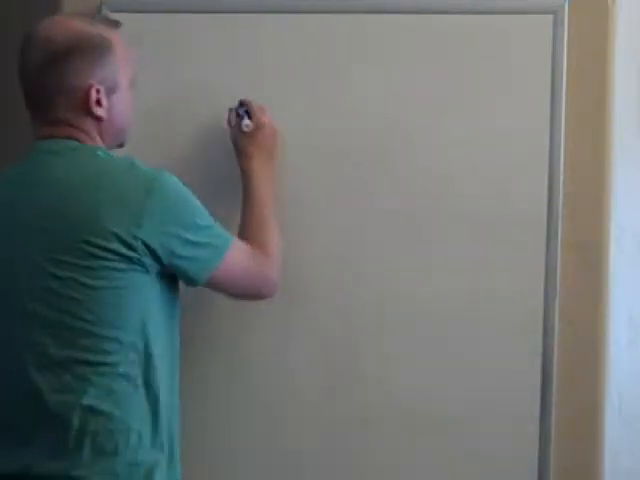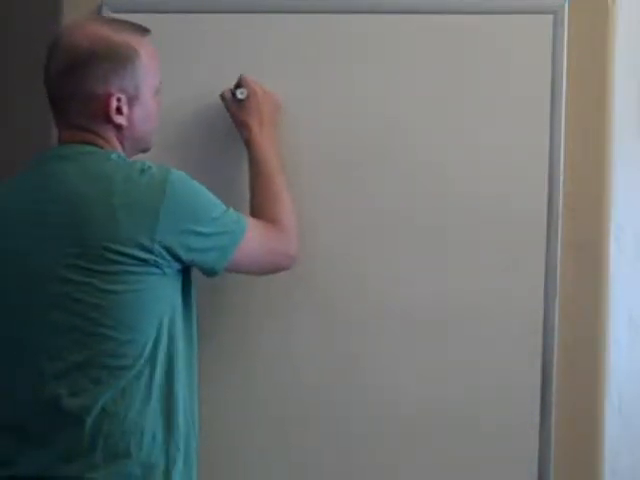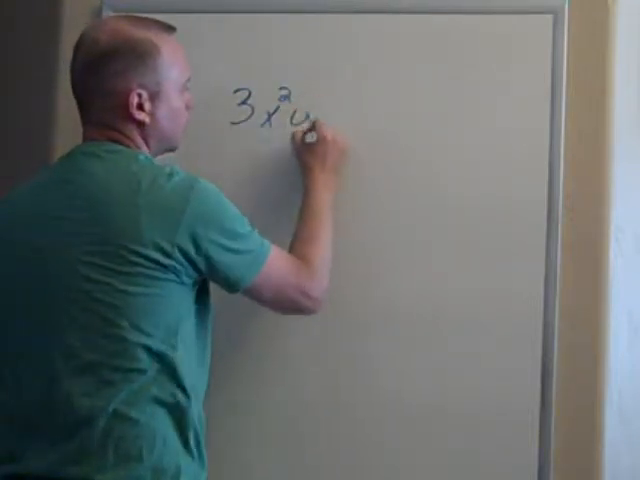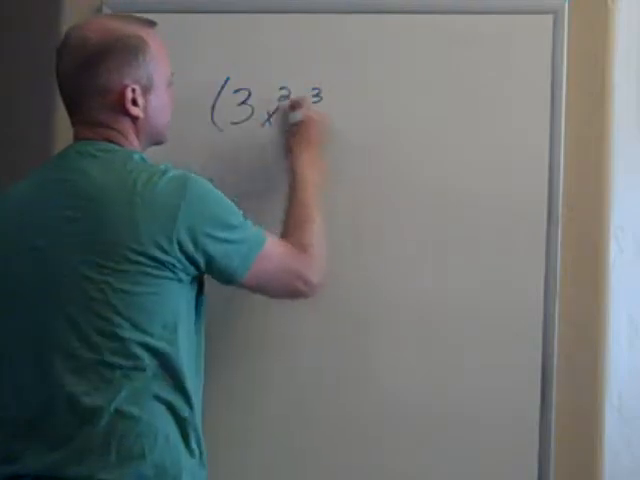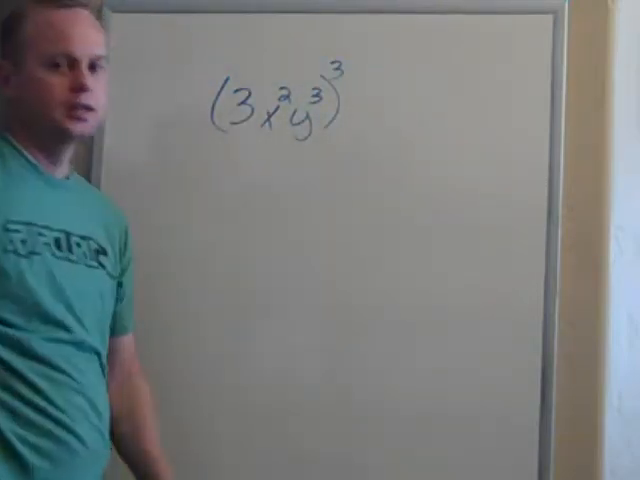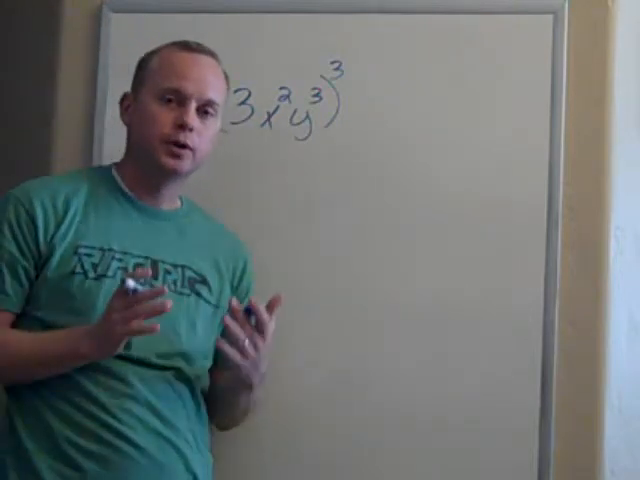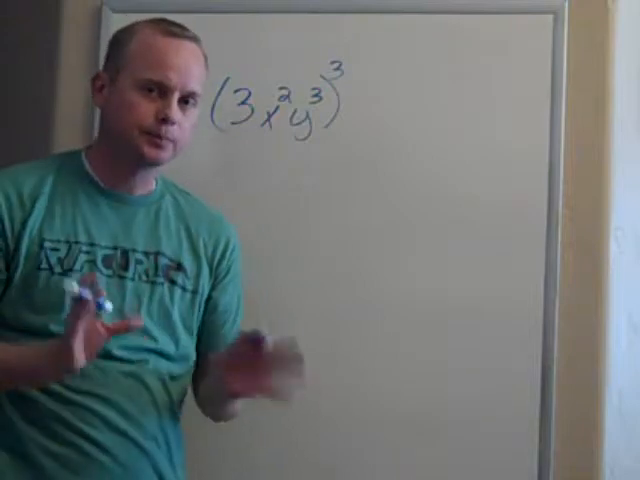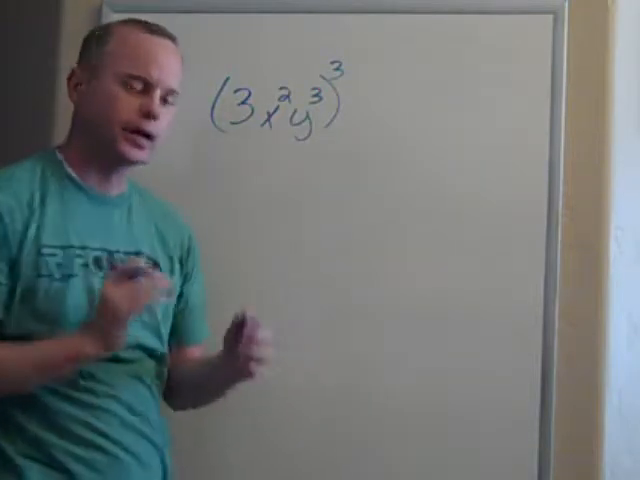If we do one that has, let's say, 3x squared y to the 3rd, and we want to cube all of this. This is where it gets a little bit different. What I would recommend whenever you're doing this one is that you actually write down each step underneath it. Don't skip any steps on this. It helps to kind of clarify it.